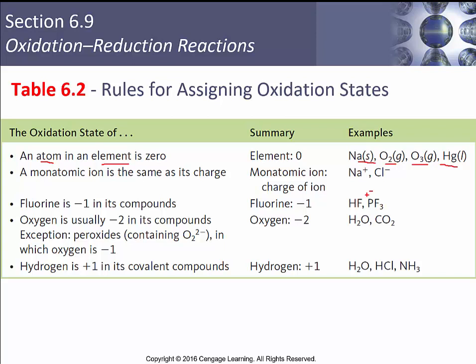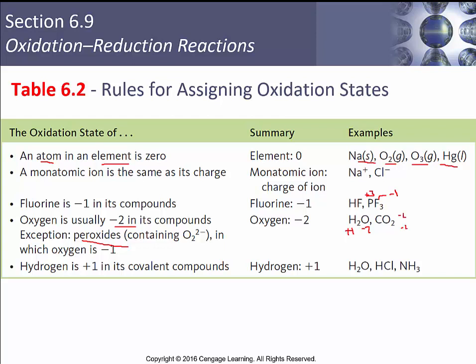Oxygen is usually minus 2, with a couple of exceptions, peroxides, where oxygen is going to be minus 1. So in H2O, oxygen is going to be minus 2, and each of the protons is going to be plus 1. In carbon dioxide, we've got 2 oxygens, so minus 2 and a minus 2, which means that this carbon is going to have an oxidation state of plus 4.